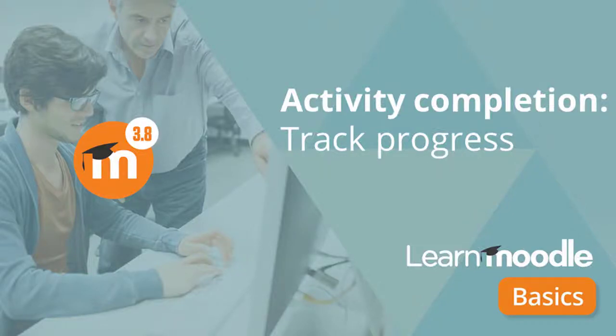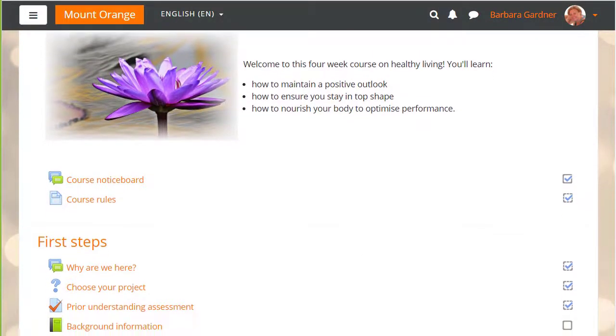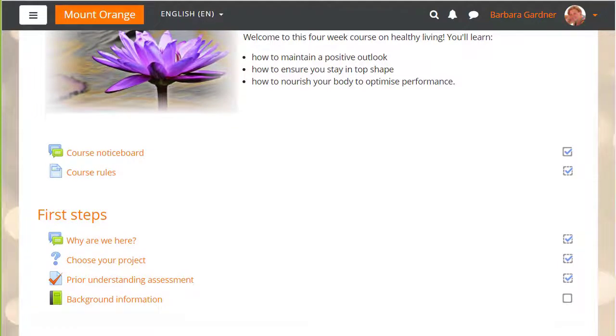Activity completion. Track progress. Activity completion or completion tracking allows students to see their progress throughout a course using check or tick boxes on the side of activities. The boxes with dotted lines are ticked automatically when students meet certain criteria. The boxes with solid lines, students must click to manually complete them.